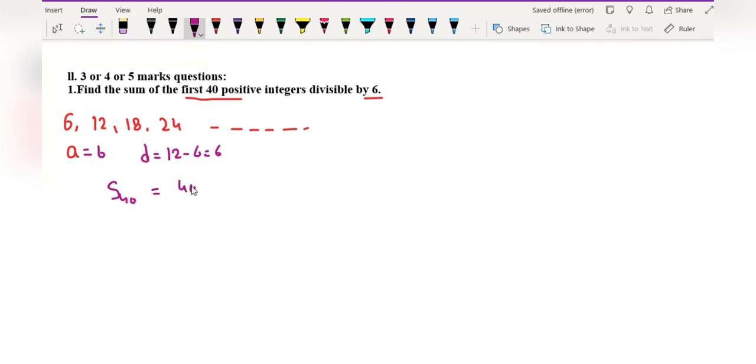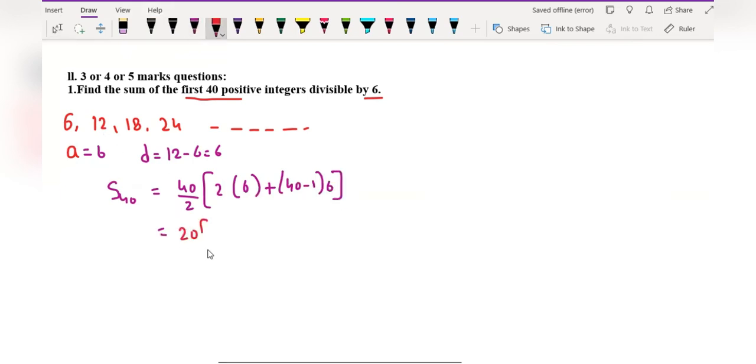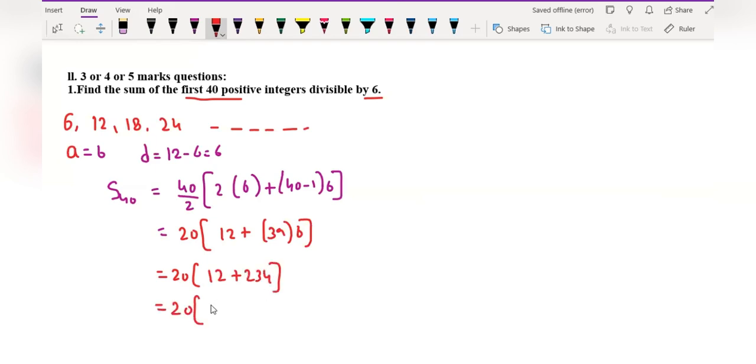So 40 by 2 of 2a, the value of a is 6, plus n, the value of n is 40, minus 1, the value of d is 6. 40 by 2 we can cancel, how much will come? Obviously 20 will come, and 2 sixes are 12 plus 39 of 6, so 20 of 12 plus 39 of 6, how much will come? 234. We add both: 20 of 12 plus 234 will give me 246. 20 into 246 will give me 4920. That is the sum of how many terms? 40 terms which are divisible by 6.